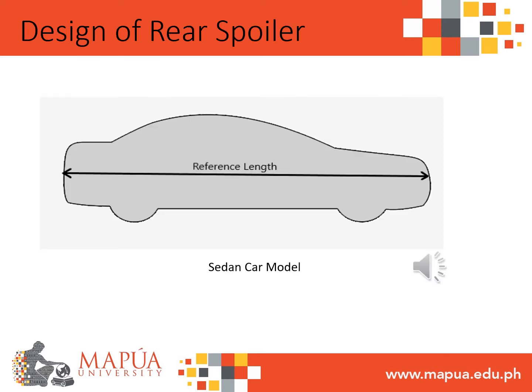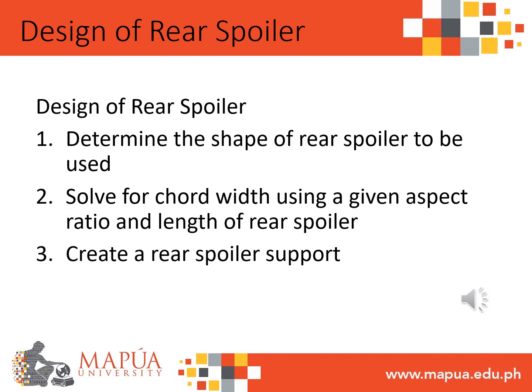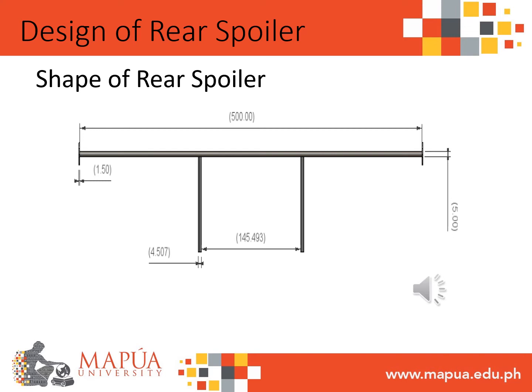The first step before configuring the rear spoiler, we will be using a sedan car model that's appropriate to our rear spoiler. The sedan car model that will be used in this study is based on Mustafa Kakir. To design the rear spoiler, first we need to determine the shape of the rear spoiler to be used, and then we will solve for the chord width dimension using a given aspect ratio and length of the rear spoiler, and lastly, we will create a rear spoiler support. The rear spoiler that will be used in this study is a flat plate rear spoiler.